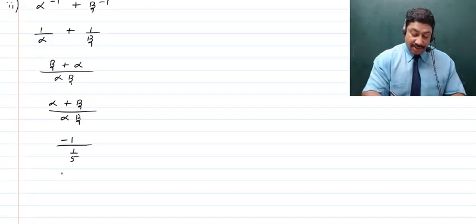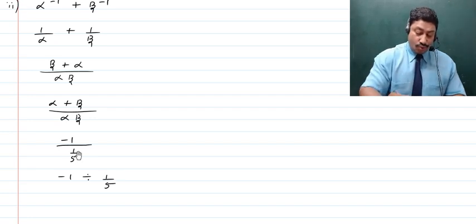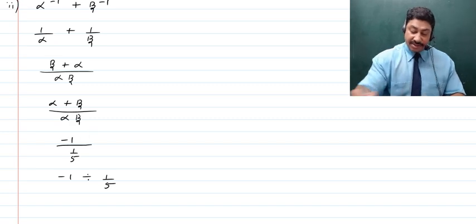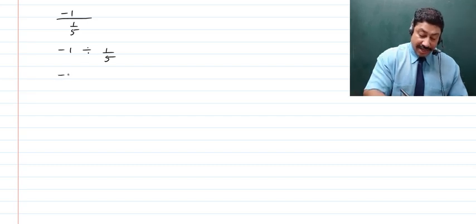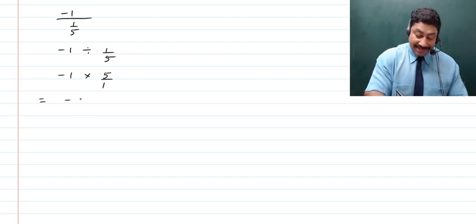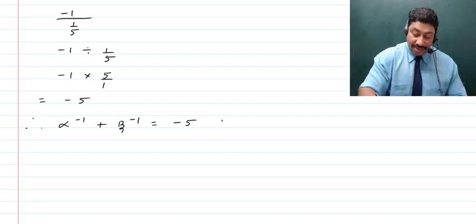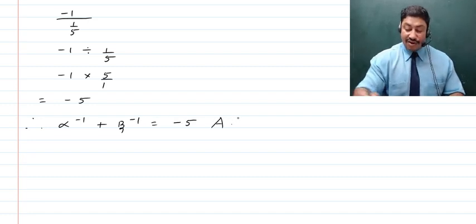So next now we can write this as minus 1 divided by 1 upon 5, as this whole denominator sign can be written as the division sign. Now when we convert this division sign to multiplication sign, the fraction which is after it is going to reciprocate. As such, it will become minus 1 into 5 upon 1, or in other words minus 5. And therefore we can say that alpha raised to the power minus 1 plus beta raised to the power minus 1 is going to become equal to minus 5, and that will become the answer of the second part.